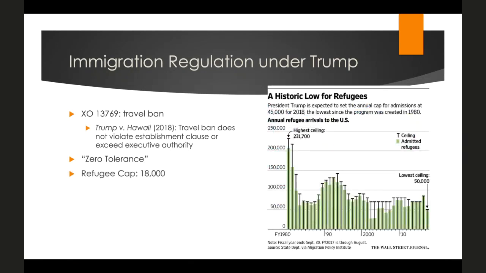The Trump administration also significantly lowered the ceilings for refugees. In 2018, it was 45,000. In 2019, 30,000, and the proposed cap for 2020 is 18,000. So there's a significant decrease in the number of lawful entries for refugees and asylees.